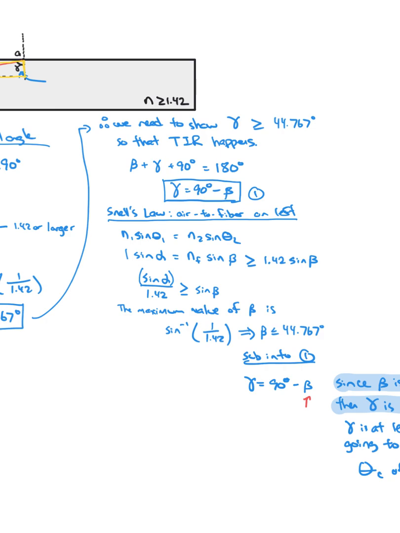So actually, gamma gets bigger as beta gets smaller. They've got the numbers working out such that no matter what, gamma is always going to be bigger than the critical angle, so it will always have total internal reflection. Therefore, fiber optic cables must always have indices of refraction of at least 1.42.